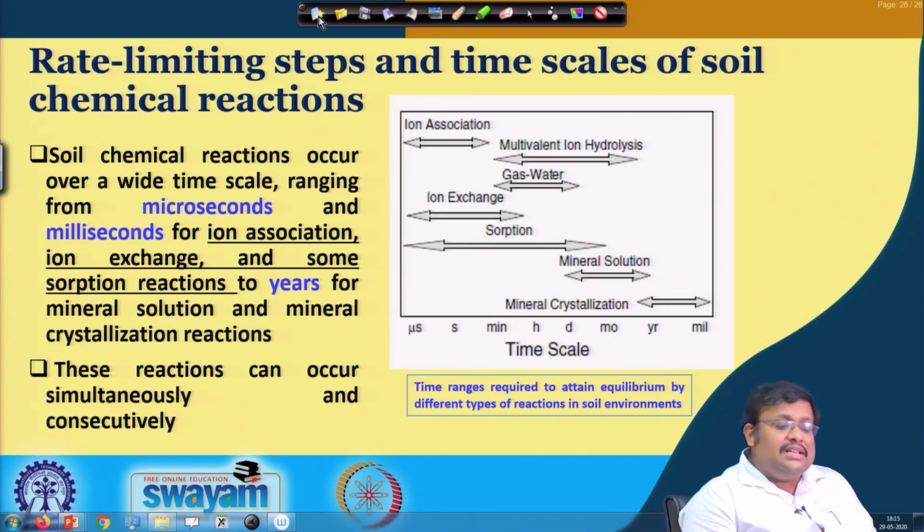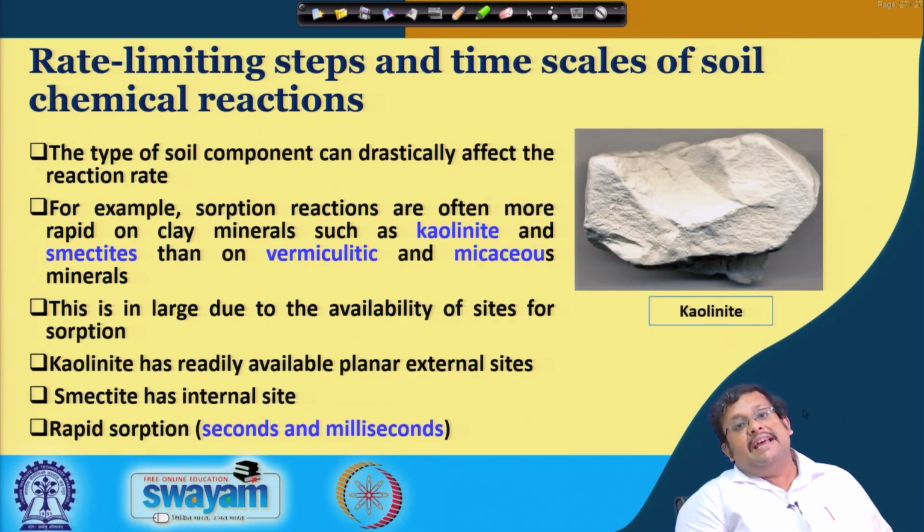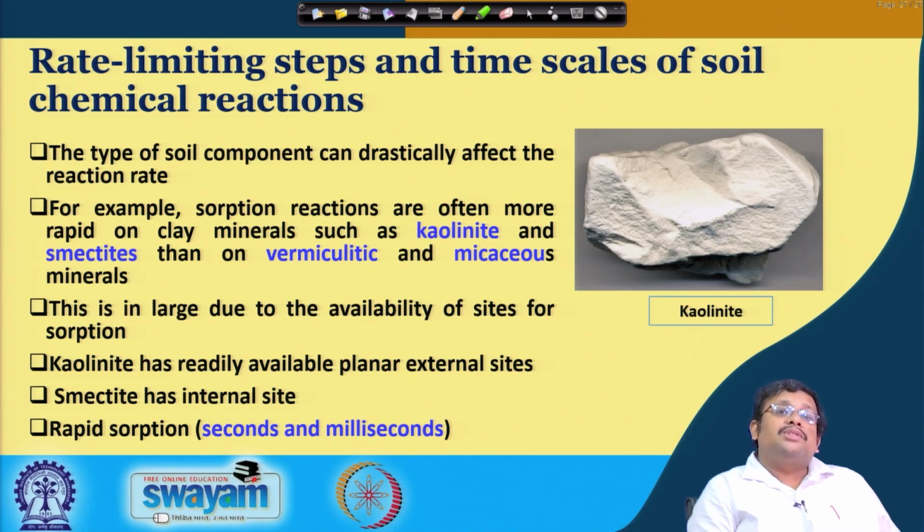Okay. So, this is the variation in time frame for different chemical reactions which are occurring in the soil system. The type of soil component can drastically affect the reaction rate. For example, sorption reactions are often more rapid on clay minerals such as kaolinite and smectite than on vermiculitic and micaceous minerals. Why? This is because of the availability of sites for sorption.